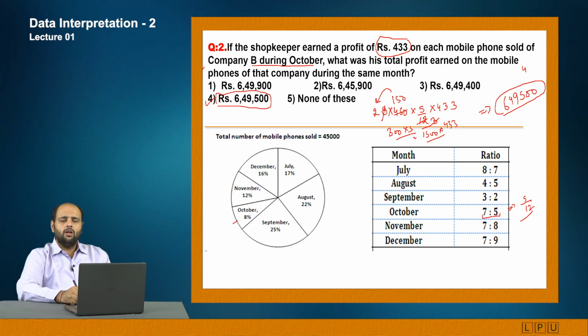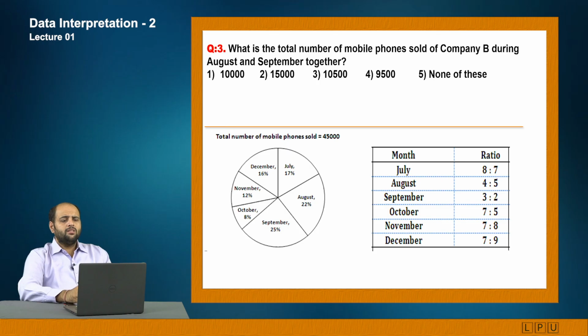Okay, I hope it is clear to all of you how to read the information and how to utilize it while solving the questions. Now the next question is: what is the total number of mobile phones sold by the company B during August and September together? So first we have to find the August value of company B.